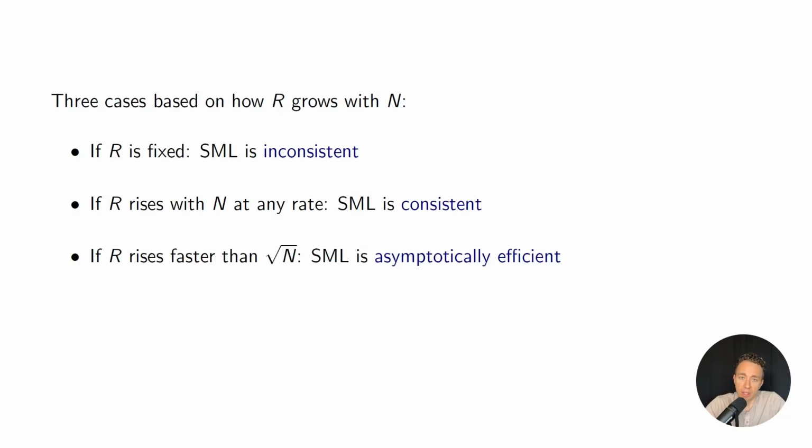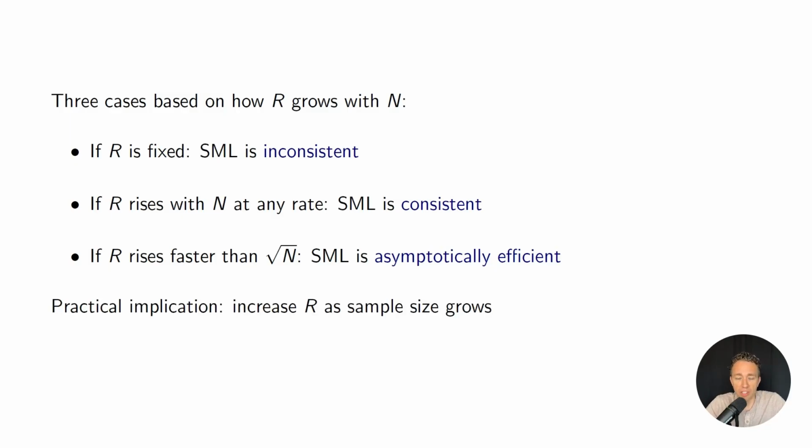And then if we let the number of draws grow faster than the square root of n, then this log bias is going to disappear. We're going to get something that is asymptotically efficient. So the practical implication is that if we have a larger sample of data, we're going to need to use a larger number of draws.